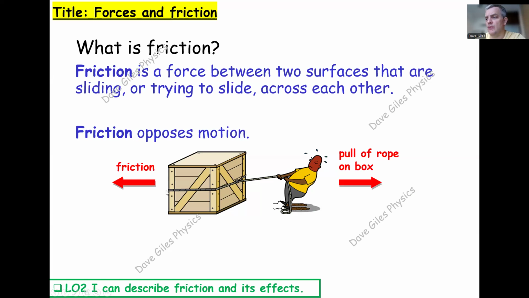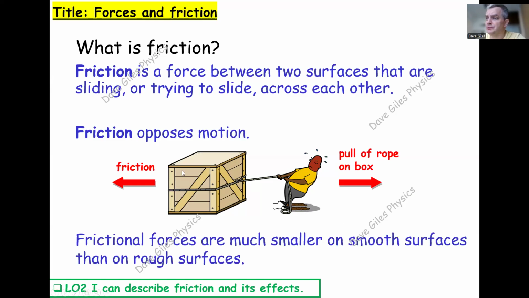Friction can never be higher than the force pulling. Friction here, in this case from a floor, can't be higher because that would mean there would be a resultant force in that direction. Obviously, we can talk about frictional forces being higher when we talk about things like air resistance, but we'll look at that later. Frictional forces are much smaller on smooth surfaces than on rough surfaces as well.